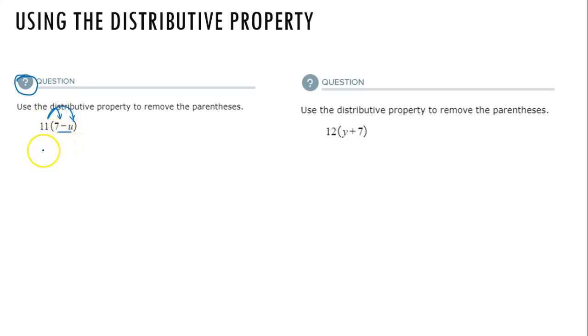I multiply 11 times both of these things. 11 times 7 is 77. 11 times u is 11u. I can't subtract those because they're not like terms, and there is no equal sign, so I'm done there. You pause the video and try this one on your own.